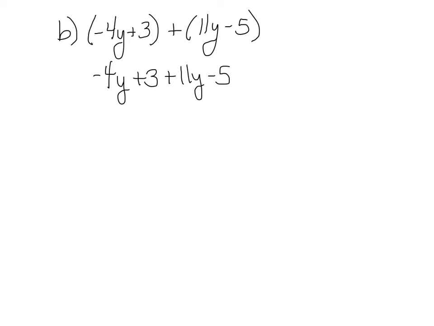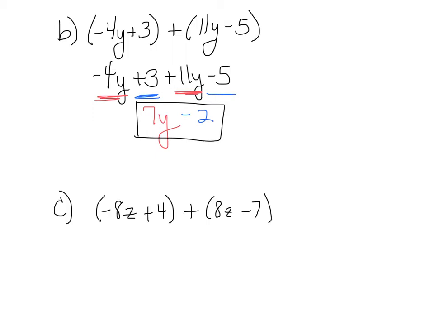You can rearrange them if you would like by using the commutative property of addition. But what I do is I underline like terms. So those are your like terms. Negative 4y plus 11y gives us what? It gives us 7y. And then 3 minus 5 gives us negative 2. So our answer would be 7y minus 2. I want you to write down example C, and then I want you to pause the video and do it yourself.